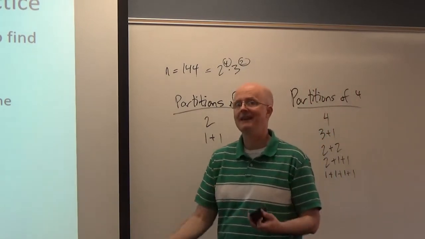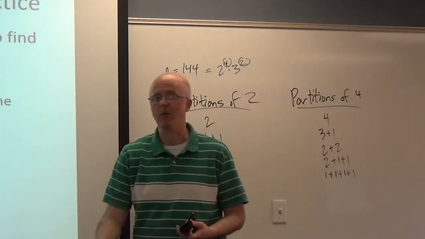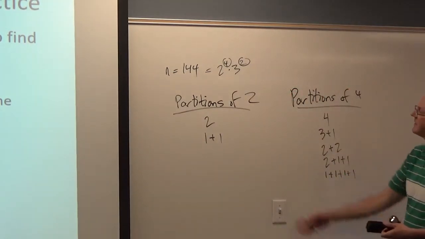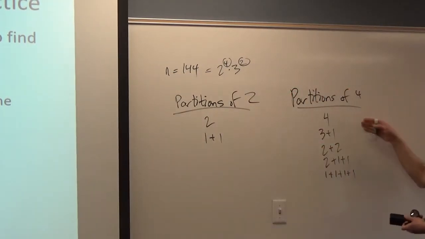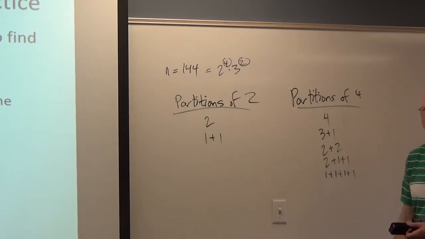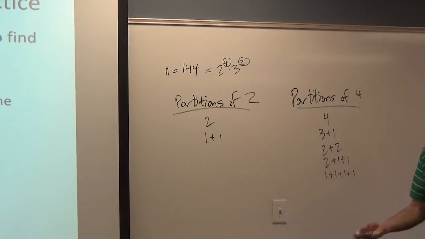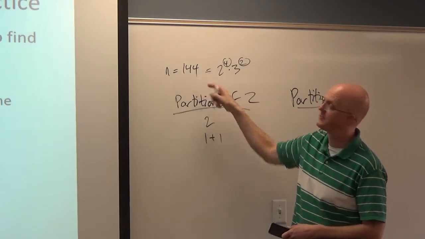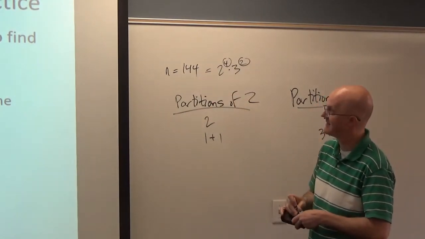because, again, in an external direct product, it doesn't matter what order you put the factors in, you get the same isomorphism class. So there are 2 partitions of 2, and there are 1, 2, 3, 4, 5 partitions of 4. Altogether, that's going to mean there are going to be 2 times 5, 10 isomorphism classes for abelian groups of order 144. We will see that in a second here.